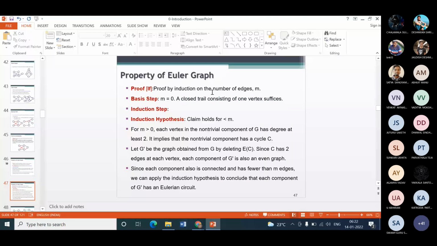Suppose m is 0. There is no edge at all. Then the closed trail consists of a single vertex. In that case, the closed trail is nothing but the single vertex itself. So it is proven.